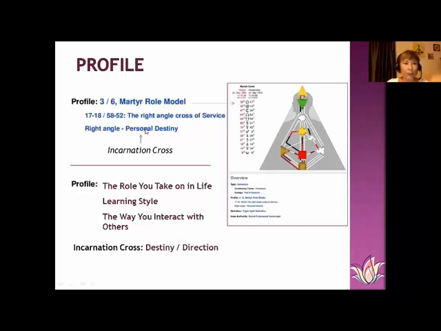Now under this, they don't explain this very well, at least in this version of the chart, but this is what's known as your incarnation cross. And you can see it's 17, 18, 58, 52. So it's taken from the gates in the conscious and unconscious sun and earth. And they come together to describe what your life direction is.